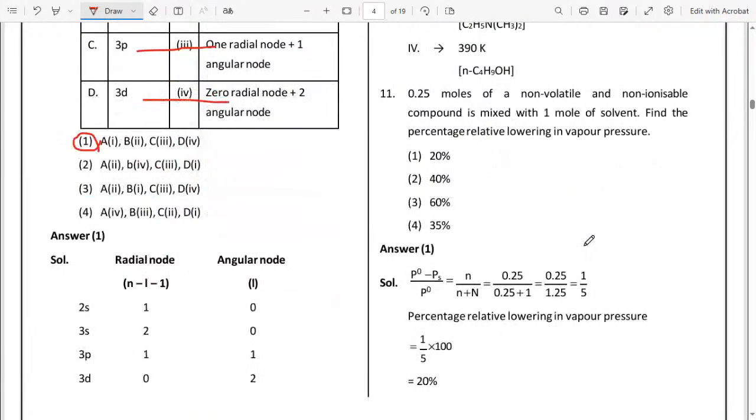Next, question number 11. 0.25 moles of a non-volatile and non-ionizable compound is mixed with 1 mole of solvent. Find the percentage relative lowering of vapor pressure. So option 1, 20%, is the correct option, students. Please go through the solution that I have given here.